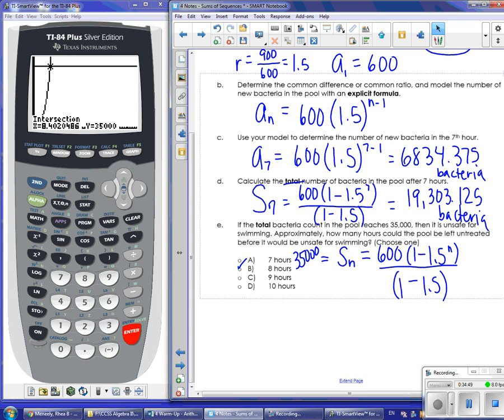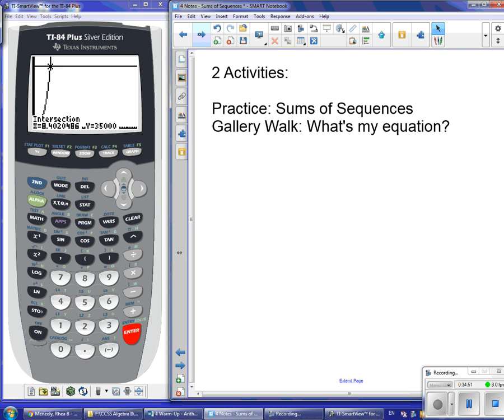I think this is the last problem. So you have two activities today. One is to practice doing sums of sequences. So you're going to be doing a sum of geometric sequences, but it'll also give you some practice on coming up with the explicit equations that correspond to these sequences. And then there's also a gallery walk.